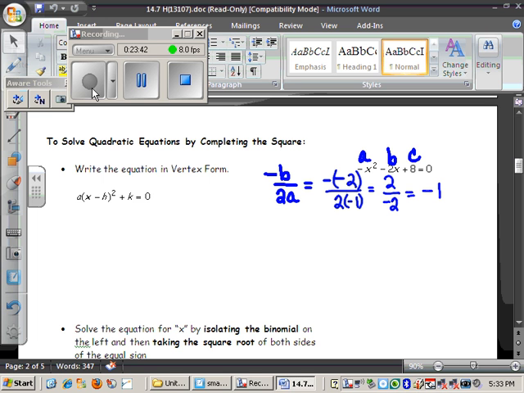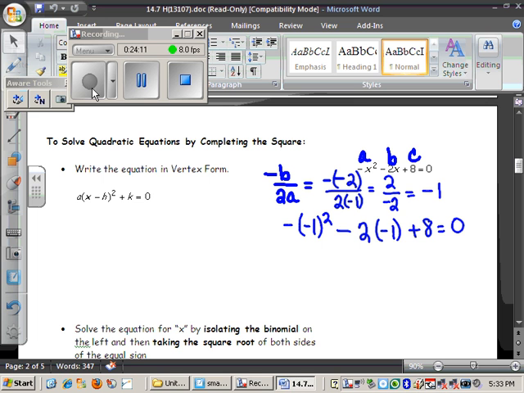Once I know my x of my vertex, I can find my y by plugging that back into the equation. So I have negative 1 squared. And that is my negative x squared of my original equation. Then I have minus 2x, which is negative 1, plus 8 is equal to 0.